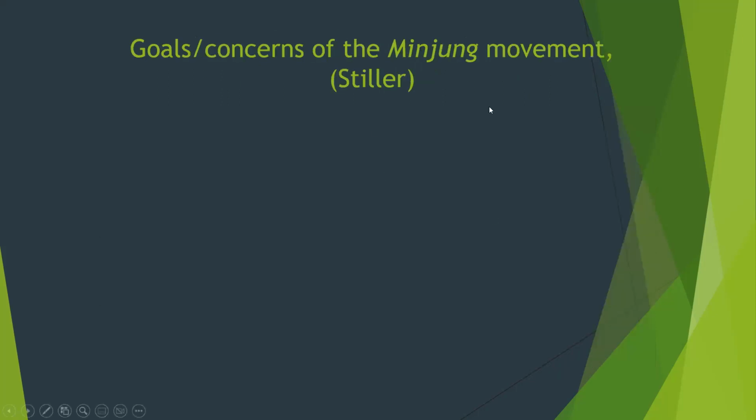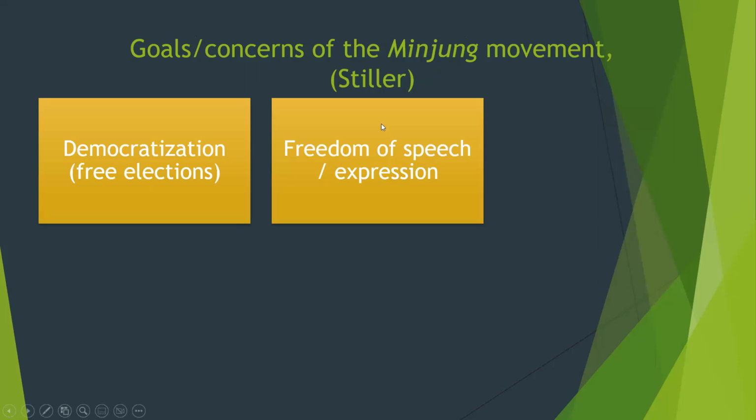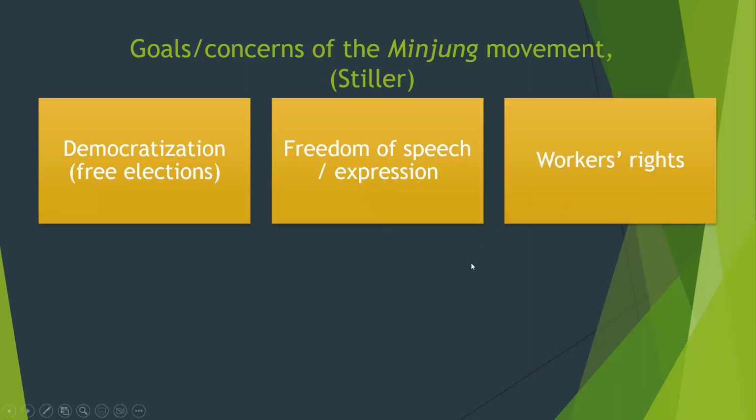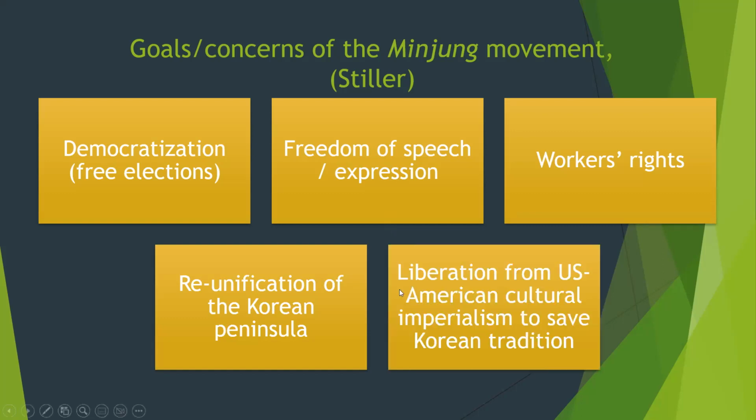And then the goals or concerns of the Minjung movement. So again, number one is democracy. Do not forget that. You will need to say that at some point. Number two, freedom of speech and expression, right? They've been under oppression. They're not allowed to say what they think. Workers' rights, absolutely important. Reunification of the Korean Peninsula, and liberation from US American cultural imperialism, particularly to save Korean traditions. So there's this conflict going on between what is viewed as the foreign imperial and the native traditional, okay?